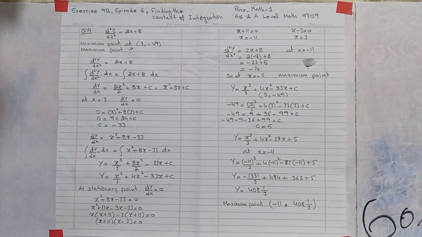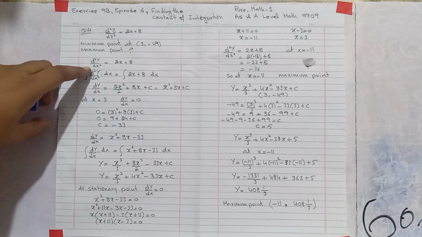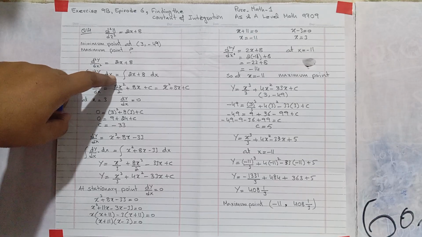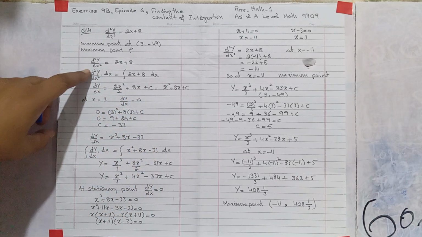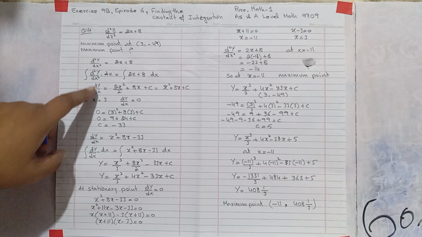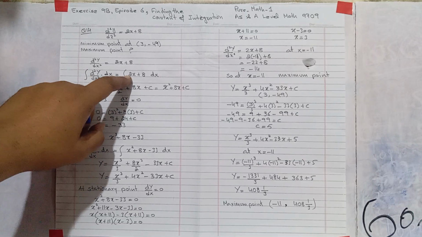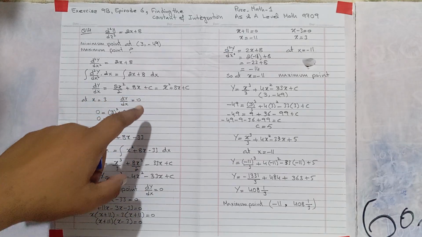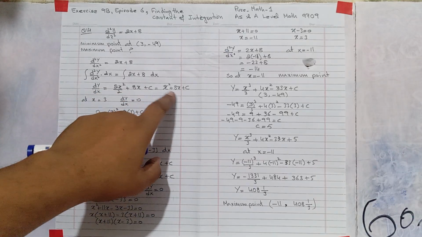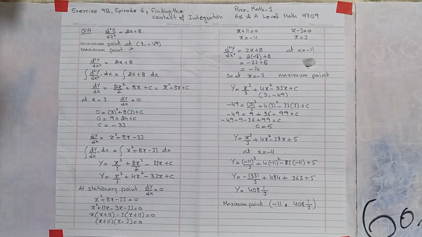So when I integrate both the sides, d squared y by dx squared dx equals the integral of 2x plus 8 dx. So this will become dy by dx. This side will become 2x squared divided by 2 plus 8x plus c. So the 2 and 2 cancel. So x squared plus 8x plus c.